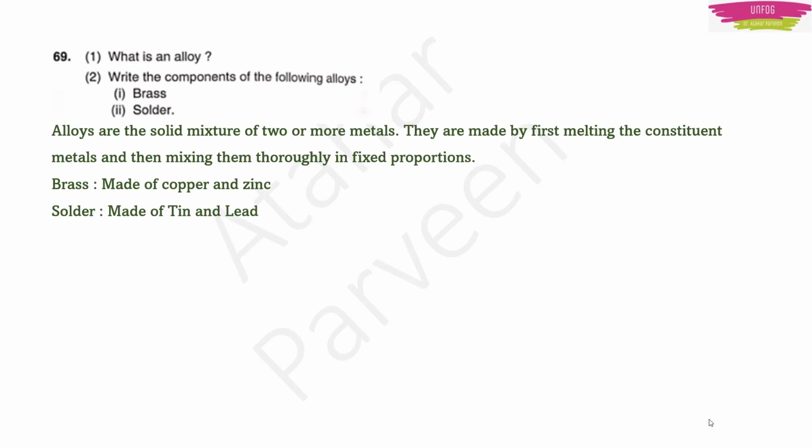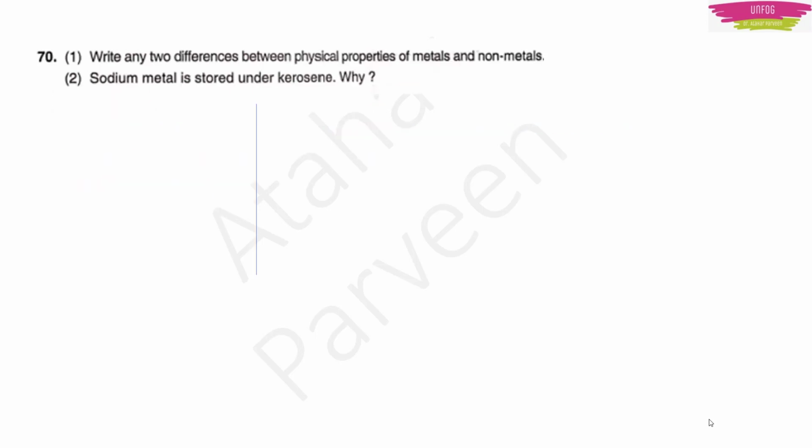Alloy, it is a solid mixture of 2 or more metals, and it is made by first melting the constituent metal and then mixing them thoroughly in fixed proportions. Now brass, it is made up of copper and zinc, and solder, it is made up of tin and lead. Okay. So much answer should do for 3 marks. Next question.